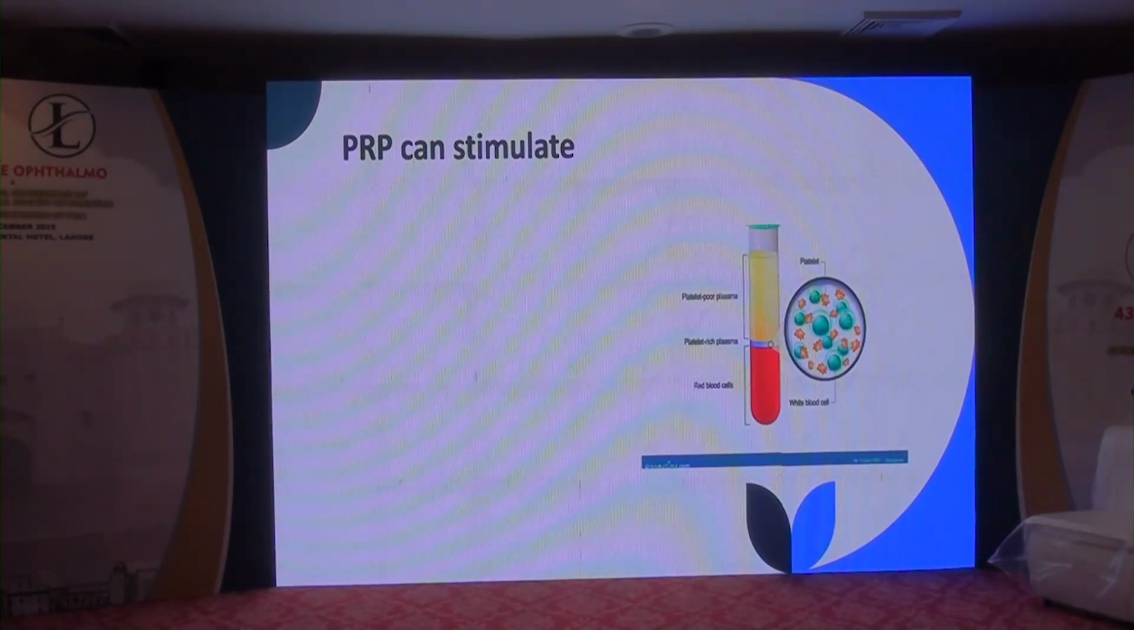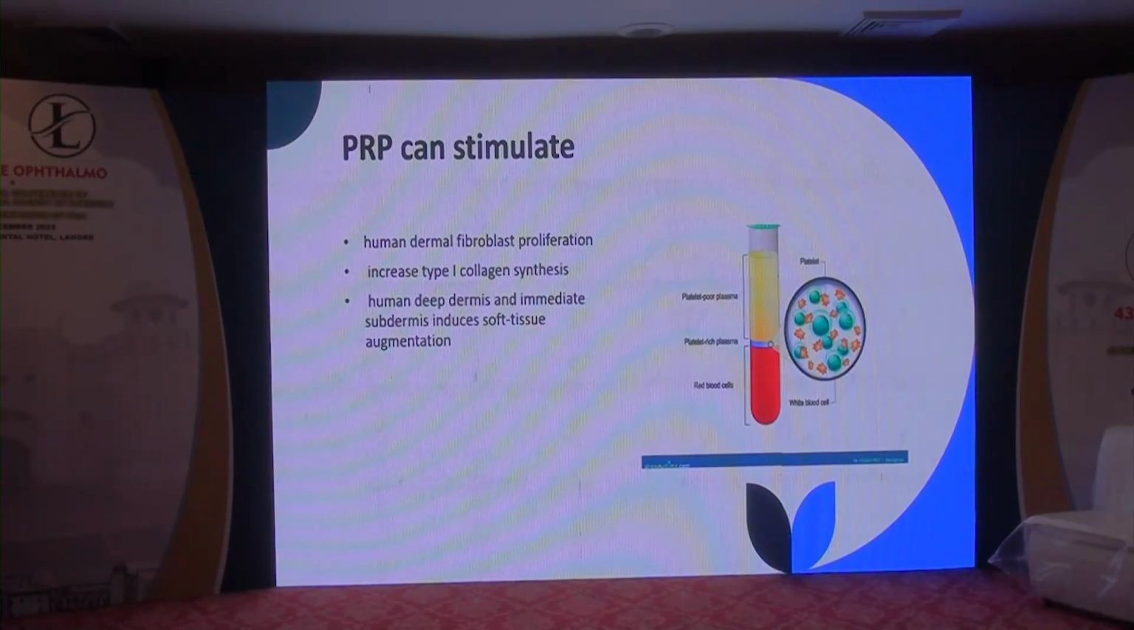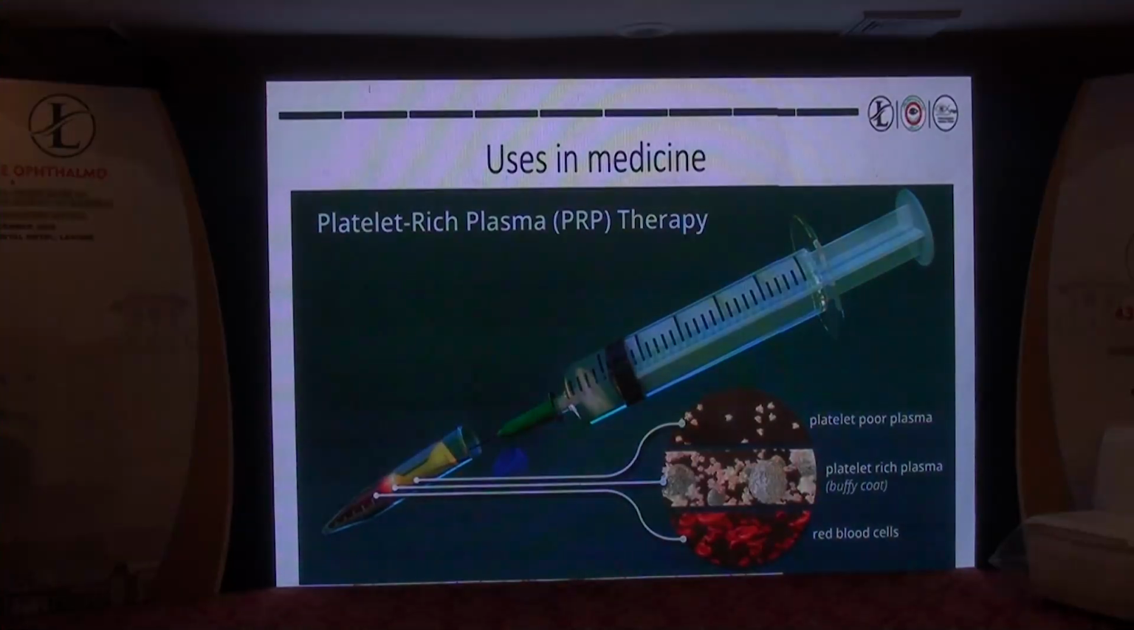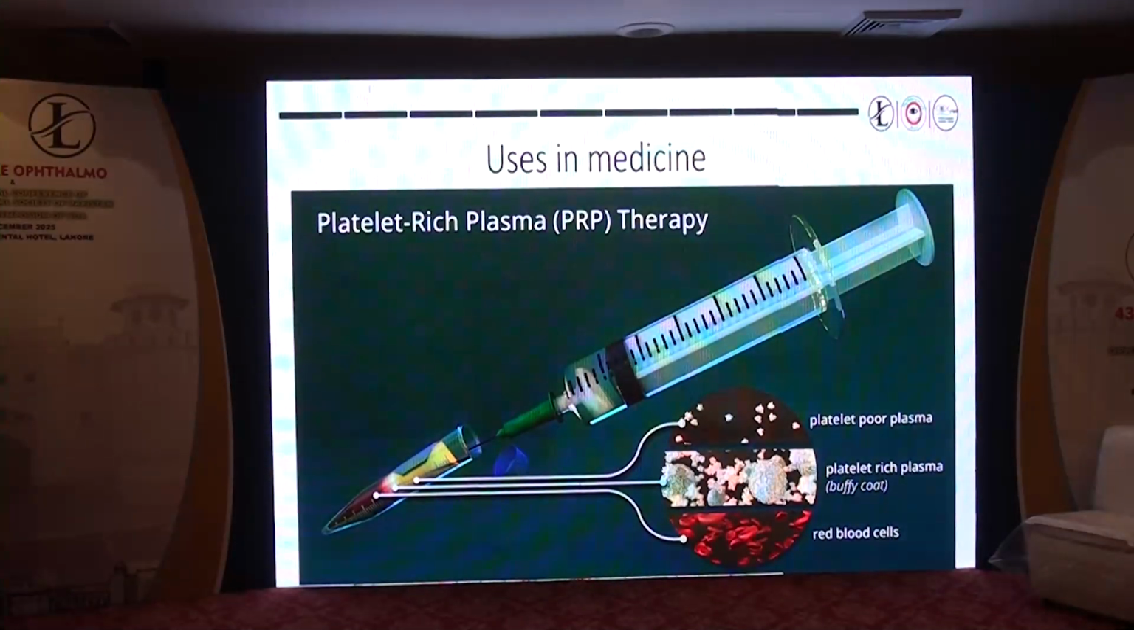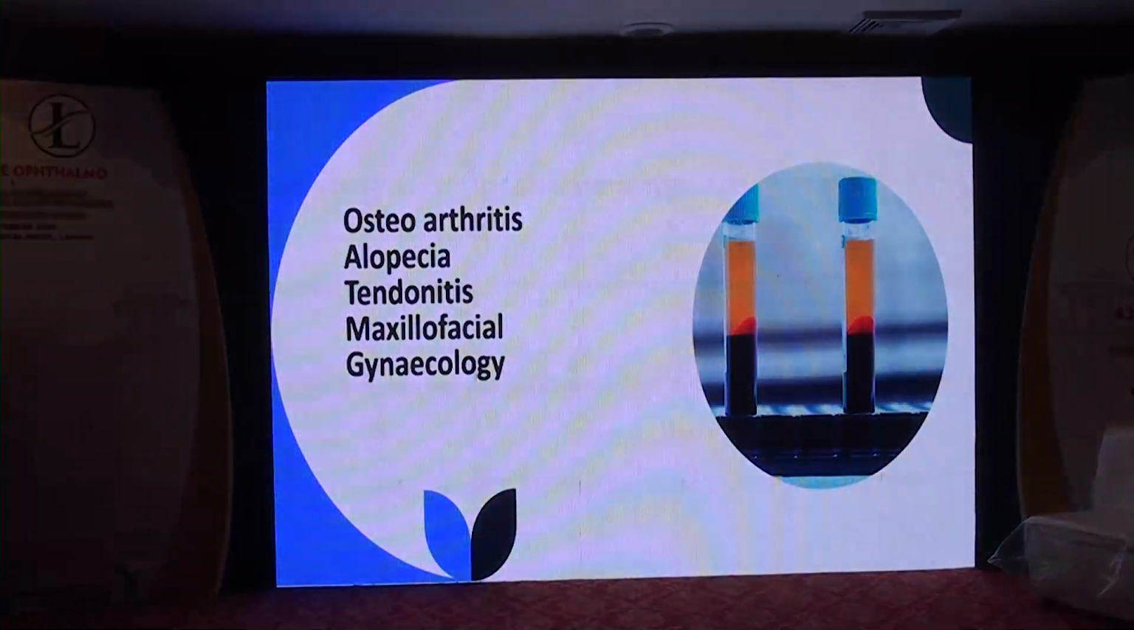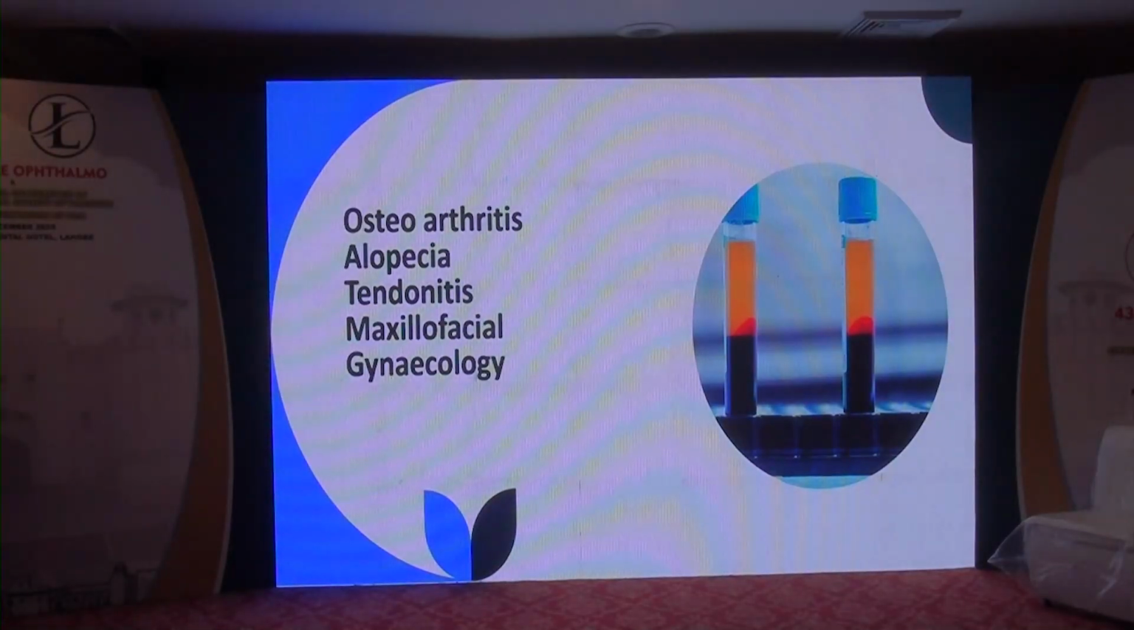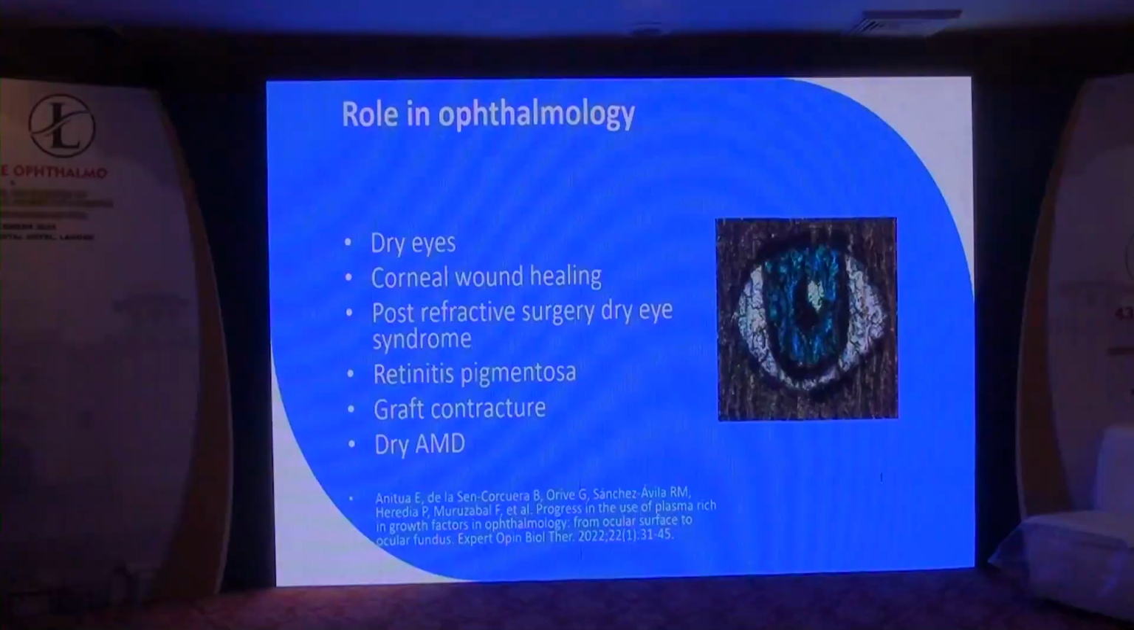So then it was used by maxillofacial surgeons, it was used by orthopedic surgeons, and it was then finally tried in ocular areas as well. PRP can stimulate collagen synthesis in the deep dermis and subdermis, soft tissue augmentation, activation of fibroblasts, new blood vessels, adipose tissue formation. So it has a lot of uses in all branches of medicine. It has been, as I mentioned earlier, used in orthopedics for injuries as well as for osteoarthritis, alopecia, tendinitis, maxillofacial areas, in gynecology even, and for bone grafts as well.